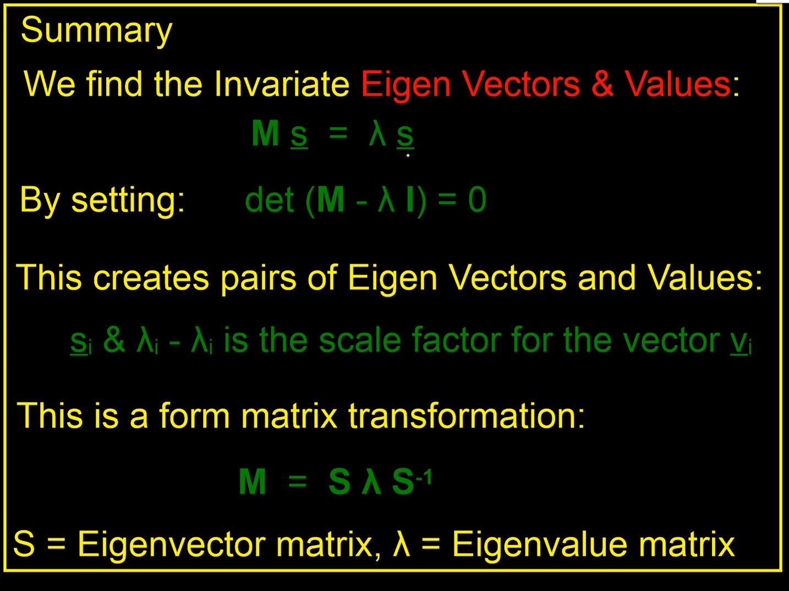Eigenvectors rely on finding invariant eigenvectors. So they satisfy this equation here. Therefore, the determinant of our combined matrix must be 0. That's going to give us a quadratic or cubic in lambda to solve. Once we've got that, we get an eigenvector and an eigenvalue in pairs. If we've got a 2 by 2 matrix, we have two eigenvalues, so two pairs of eigenvalues and vectors. If we're doing a 3 by 3, we'll have three eigenvalue and vector pairs.